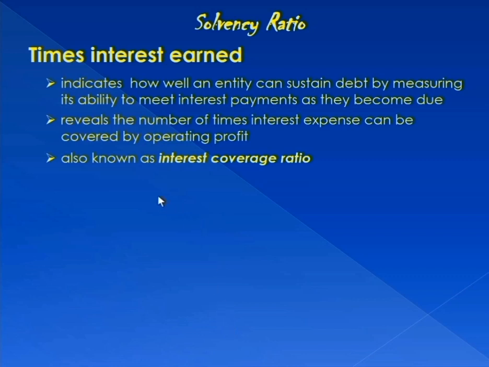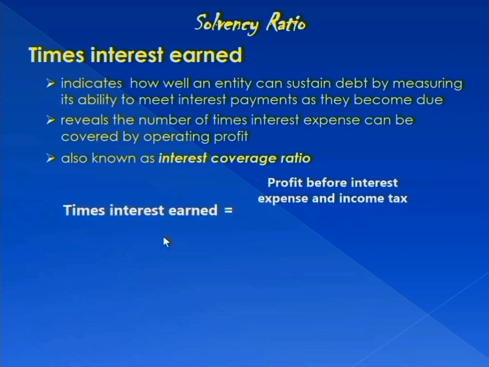From this description, we can get an idea about the formula of this ratio. Operating profit, or the profit before deducting the interest expense and income tax, divided by the interest expense. Even the name of the ratio gives us a clue of the formula.